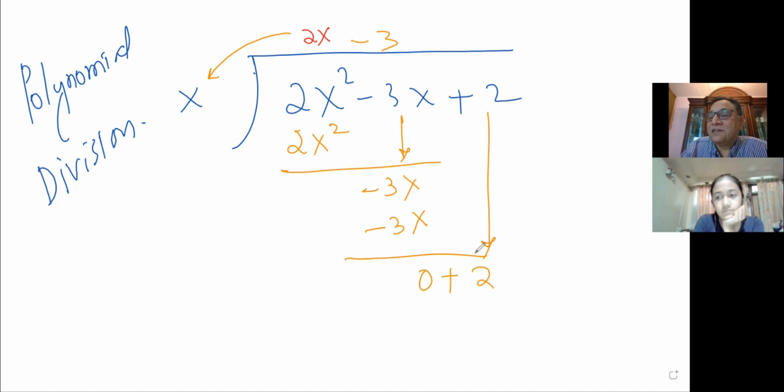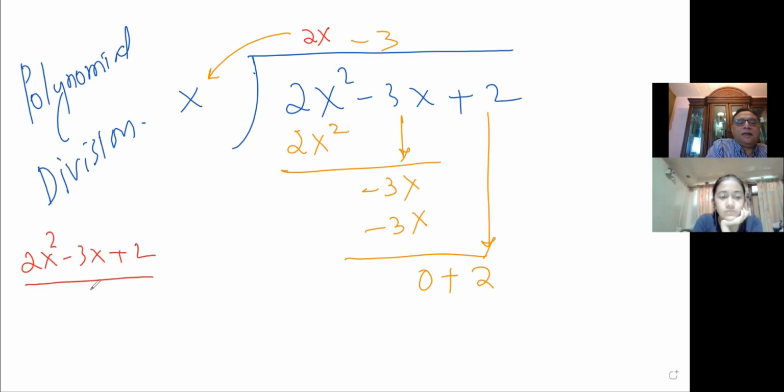I cannot. So that remains. So that is my remainder. Do you see that? Yes. So therefore, now I can write down the statement as 2x squared minus 3x plus 2 divided by x is basically equal to the quotient, which is 2x minus 3, plus the remainder, which is 2, which we still need to divide by x. Is that clear to you?